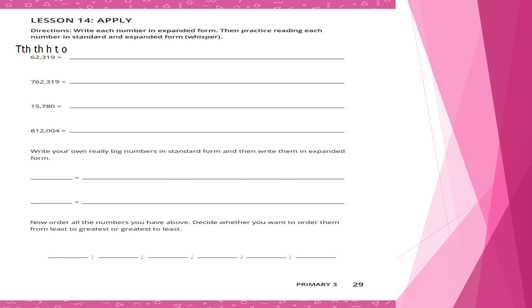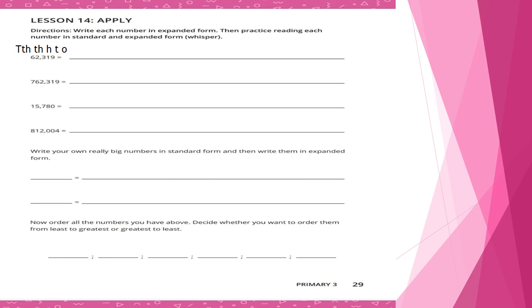Lesson 14. Write each number in expanded form. Then practice reading each number in standard and expanded form. Here we have some numbers. We want to write them in expanded form. First, let's read this number. 62,319. To write the number in expanded form, we must write the place first. Before anything, we must write the place.